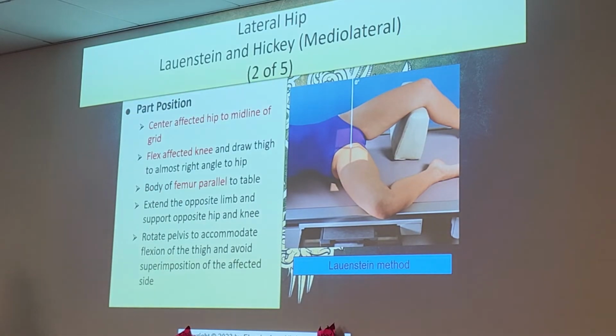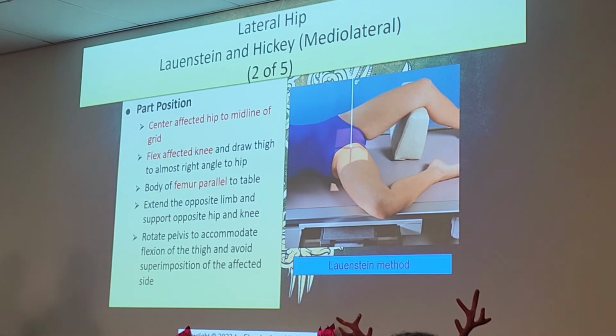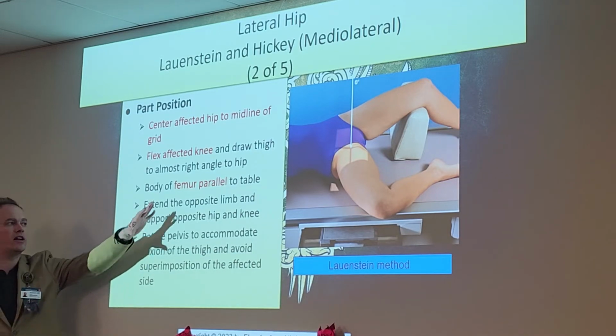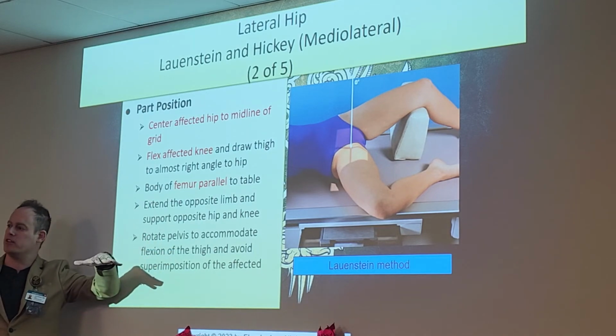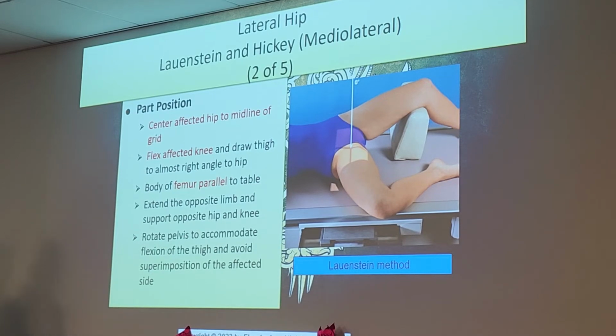All right, so part position. Center that affected hip to the midline of the grid. We're going to flex the affected knee and put that femur parallel to the table. Body of the femur parallel to the table. Opposite limb will be propped up because we may have to turn the patient, oblique them slightly, depending on how much they can bring that leg down. And rotate the pelvis to accommodate the flexion of the thigh. Once again, that's if they can't rest that leg all the way down. We'll rotate their body to accommodate for that and try to get it as flat and lateral on that table as possible. Also to reduce that OID. Because if the leg's not flexed all the way down, there's going to be slight OID on part of that femoral shaft.